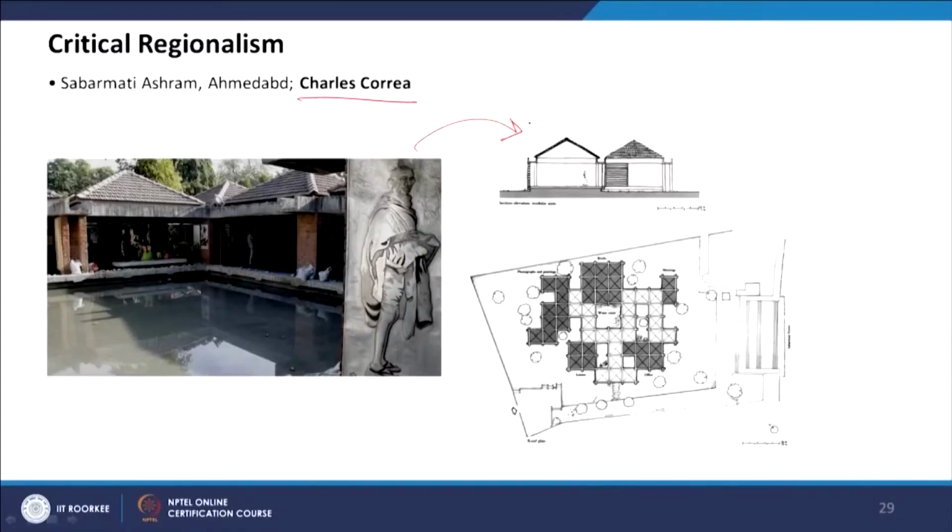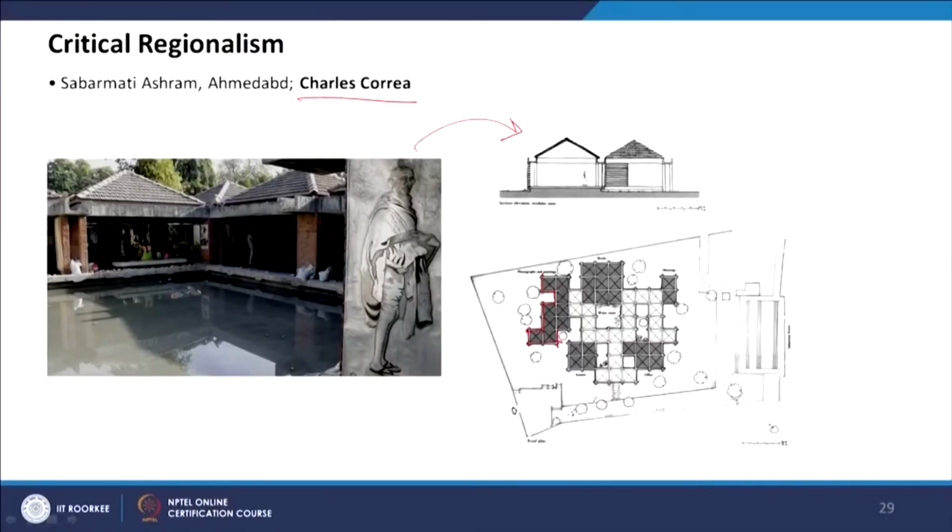Many of the examples which we have discussed, like Louis Kahn's Dhaka Assembly, can also be considered a critical regionalist building as well, because it takes the bamboo texture in the skylight, and it also blends with the river and the moat around the fort, and translates the fort and the arches into a modern context. So that's also a critical regionalist building.